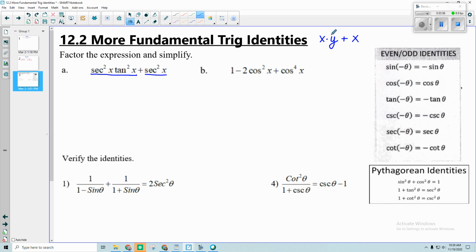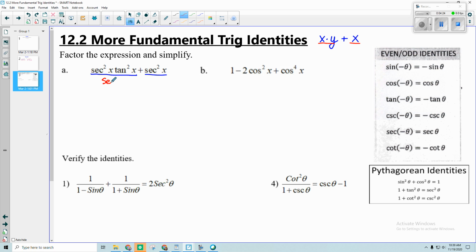So if I look at something like this, how would I factor something that looks like this? Well, if I look at those two terms, and this is one of the first things you have to look for when you're factoring, is there a greatest common factor? Is there something that both of these terms have in common? So that would be secant squared x. Both of these terms have a secant squared x. So what I can do is remove that as my GCF.